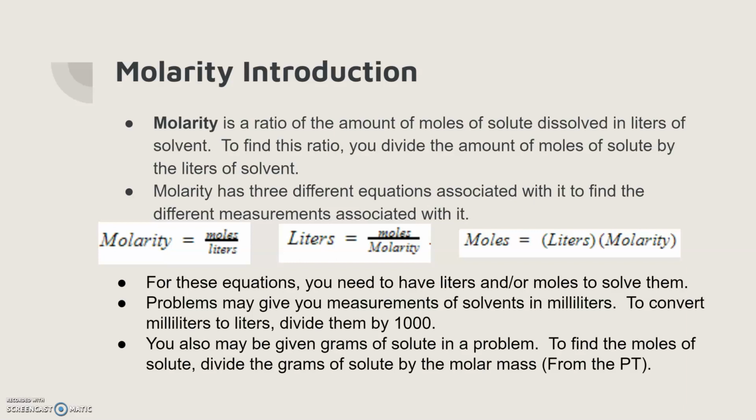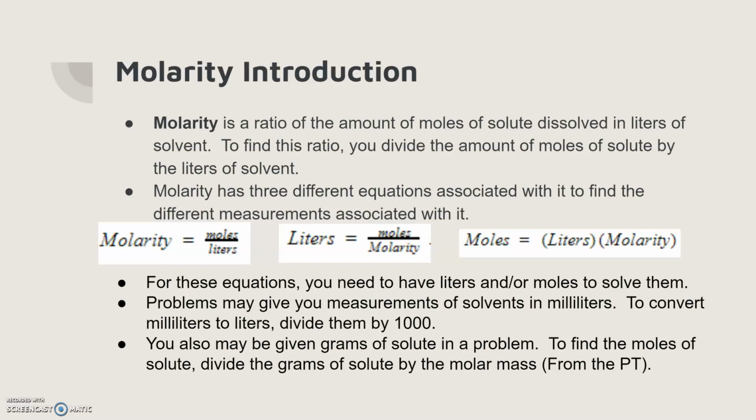Molarity has 3 different equations associated with it, depending on the different measurements you want to find. We'll start with the most general, to the far left. Molarity equals the number of moles divided by liters. In the middle, if you're solving for liters, you take the number of moles and you divide by the molarity. Lastly, in the far right, if you want to find the number of moles, you take the number of liters and you multiply by the molarity.